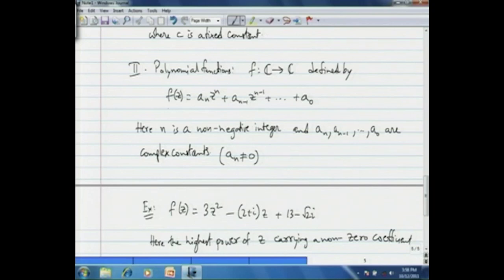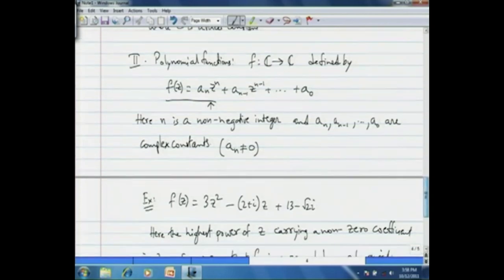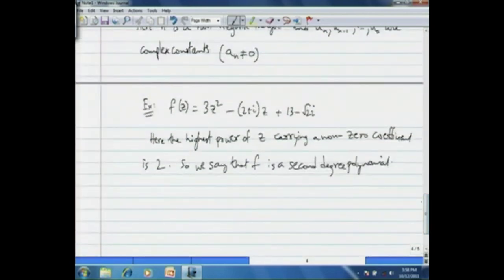So, in general the highest power of z which has a non-zero coefficient is called the degree of that polynomial. In the case of this generic presentation f of z, we say that the degree of this polynomial is n. Notice that the constant functions can be considered as polynomials. They are polynomials of degree 0. So, the first class strictly speaking is a part of this second class of examples, namely polynomial functions.